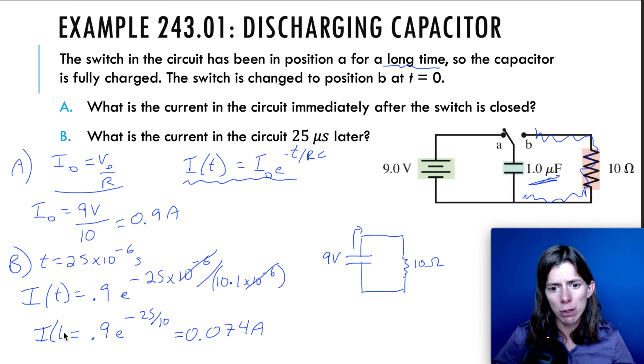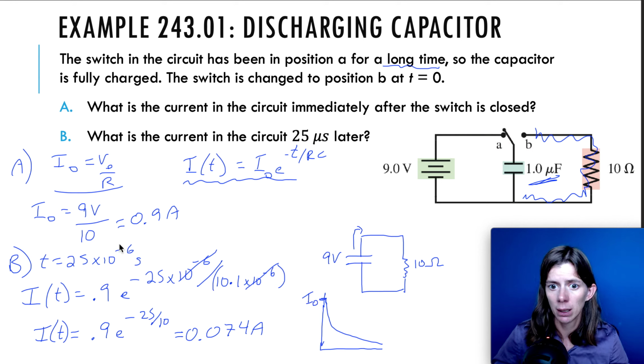If we were to visualize this current through this circuit as a function of time, it looks like this exponential function. We know that the initial current here is I naught, that's the 0.9 amps. Then at this time here, which is not to scale, let's say this time right here is 25 microseconds. At this time on the t axis, how much current is there? Well, that number should be 0.074 amps. So that is an example of using this equation.